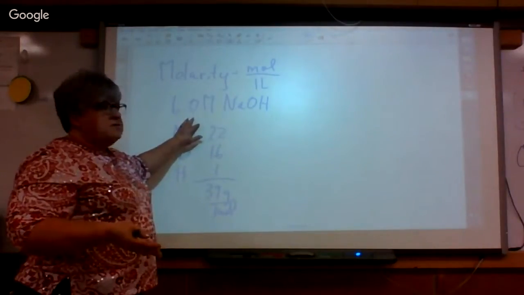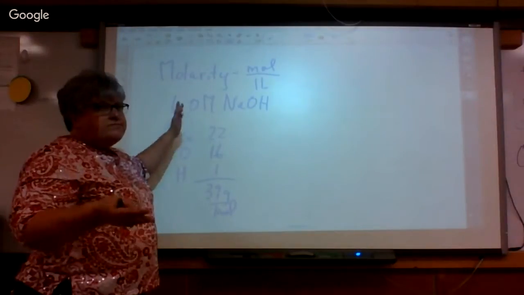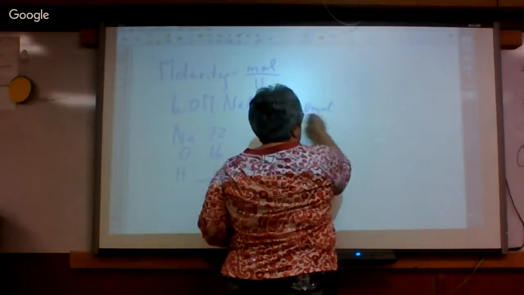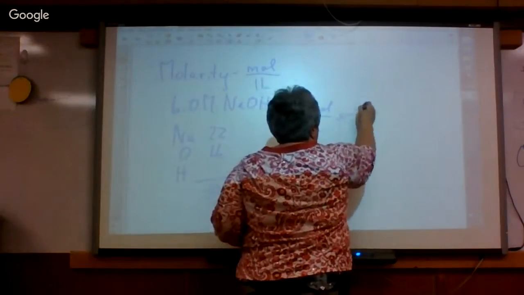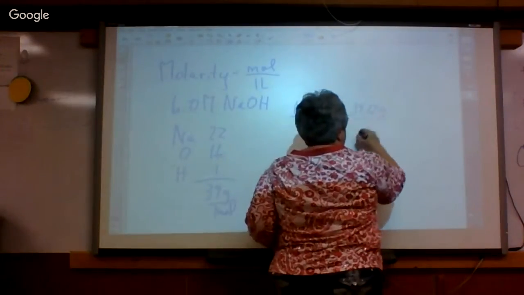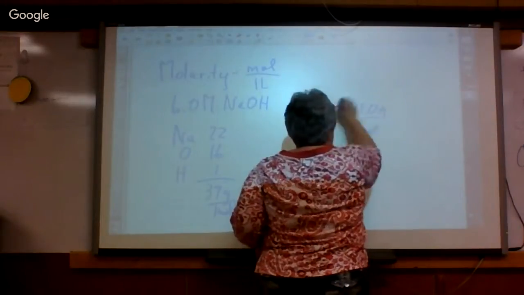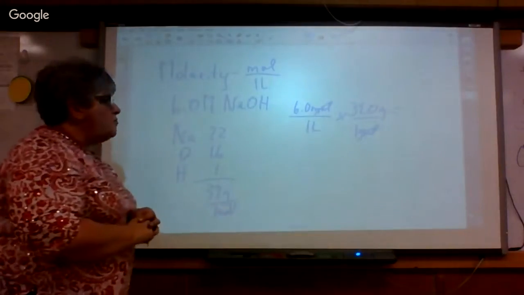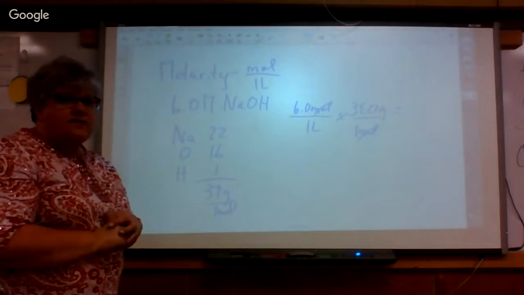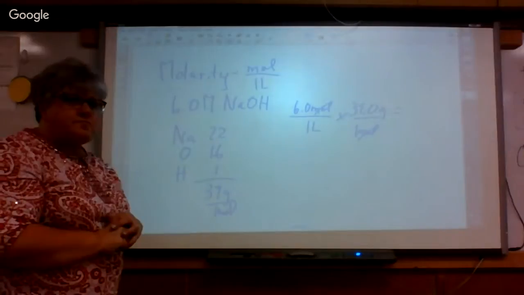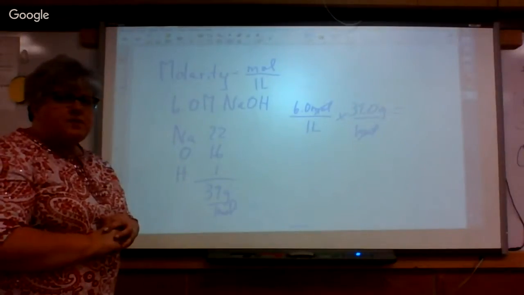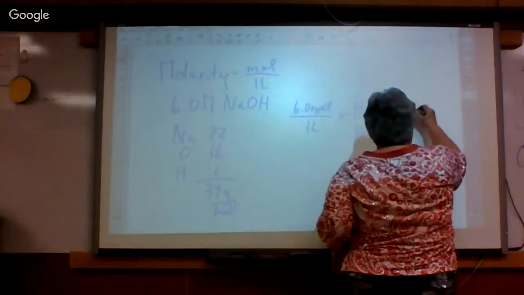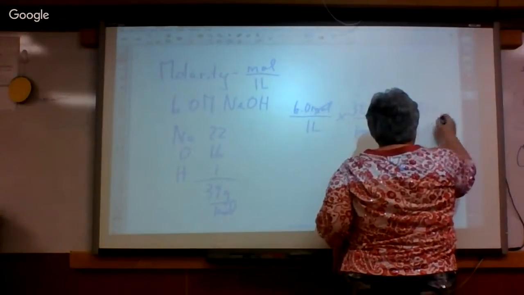So what are we going to do? You're going to take the 6.0 moles over 1 liter and multiply that by 39.0 grams over 1 mole. The moles divide out, and then all we have to do is multiply 6 times 39, and that would be 234 grams in 1 liter.